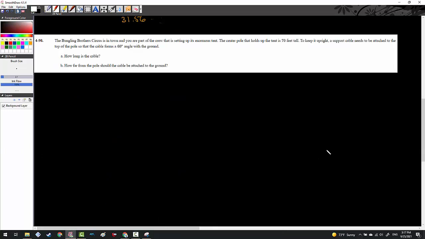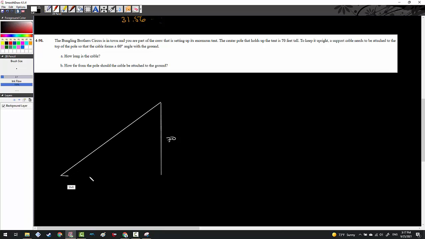In 4-90, they talk about the Bungling Brothers Circus being in town, and you were invited as part of the crew to set up the enormous tent. It says the center pole that holds up the tent is 70 feet tall. So let's draw this pole here. This is 70. It says to keep it upright, a support cable needs to be attached to the ground. It needs to be attached to the top of the pole so that it forms a 60-degree angle with the ground.